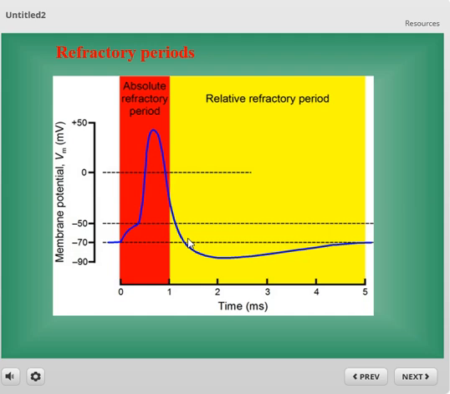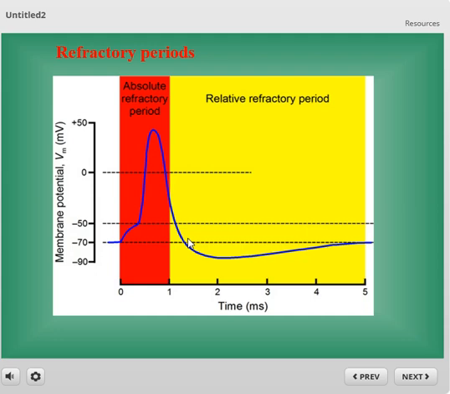During the relative refractory period, some voltage-gated sodium channels have returned to a state where they can be activated, but many are still inactivated. And voltage-gated potassium channels remain open, allowing potassium ions to continue exiting the cell, which makes the membrane potential more negative, or hyperpolarized. And because the membrane is hyperpolarized, a stronger stimulus is required to reach the threshold for firing another action potential.